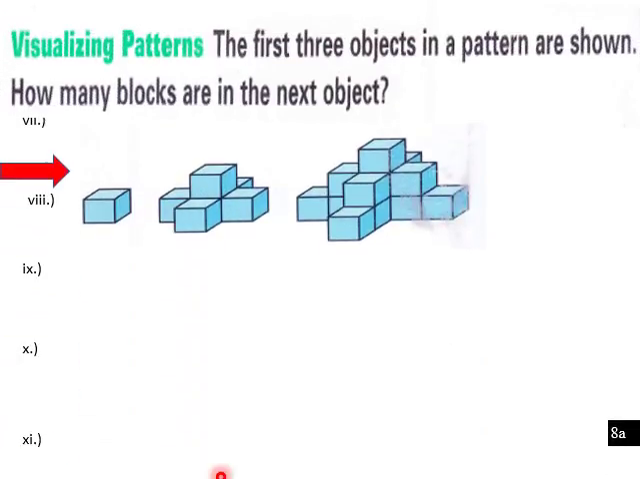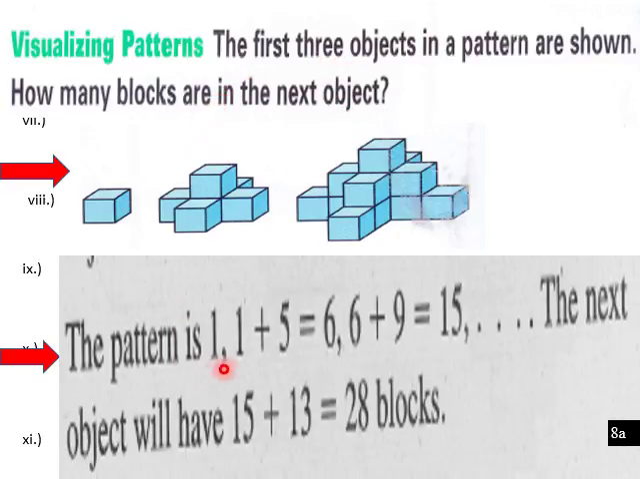So the first 3 objects are shown. Here they are again. What would be the 4th object? The pattern is 1, 1 plus 5, and then 6 plus 9. The next object will have 15 plus 13, which equals 28 blocks. So that would be the next pattern here.